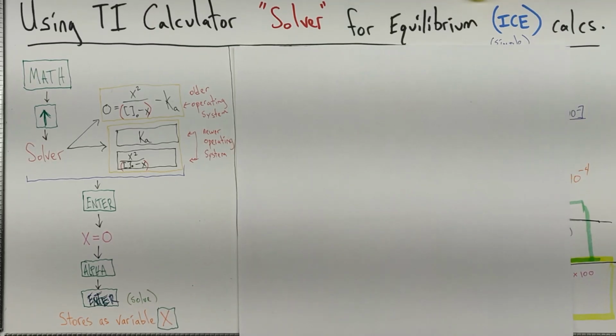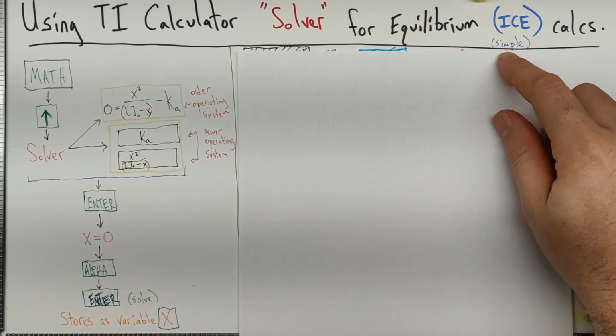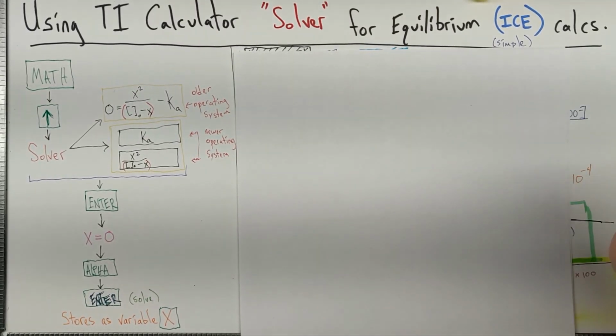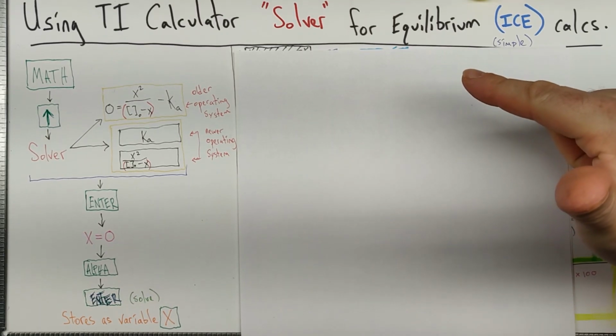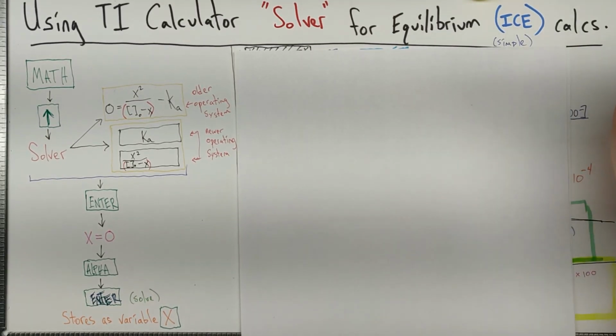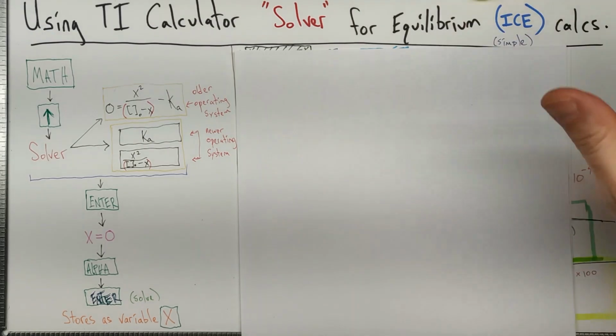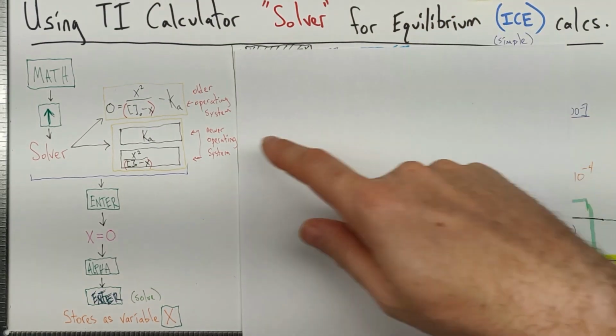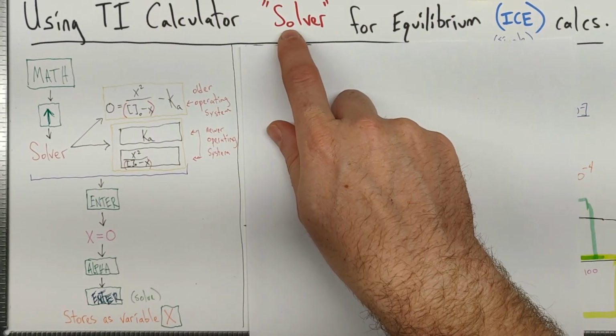In a previous video, I talked about how all equilibrium ICE calculations are essentially the same, at least for simple calculations, which I would say are things that only have one step and don't have anything to do with the common ion effect. And the more complicated ones are still done the same way, it's just a few more steps. So what I want to do real quickly, though, is talk about one of the tools that I use to speed things up, and that tool is the TI calculator solver function.